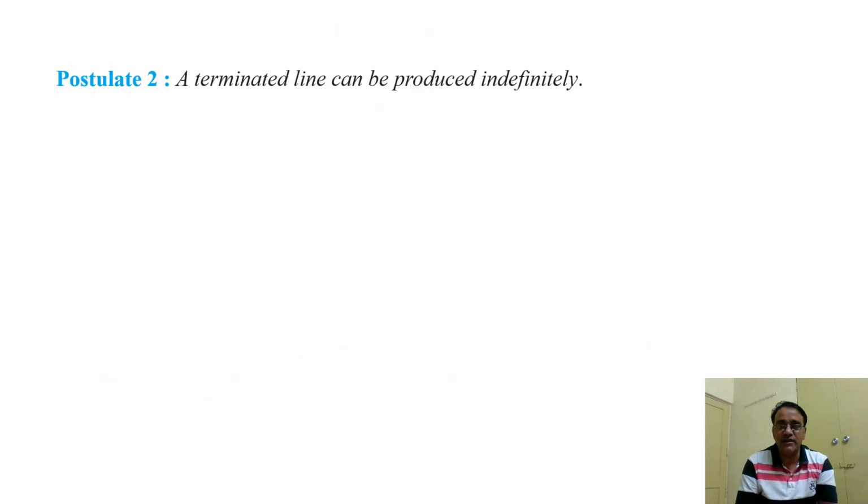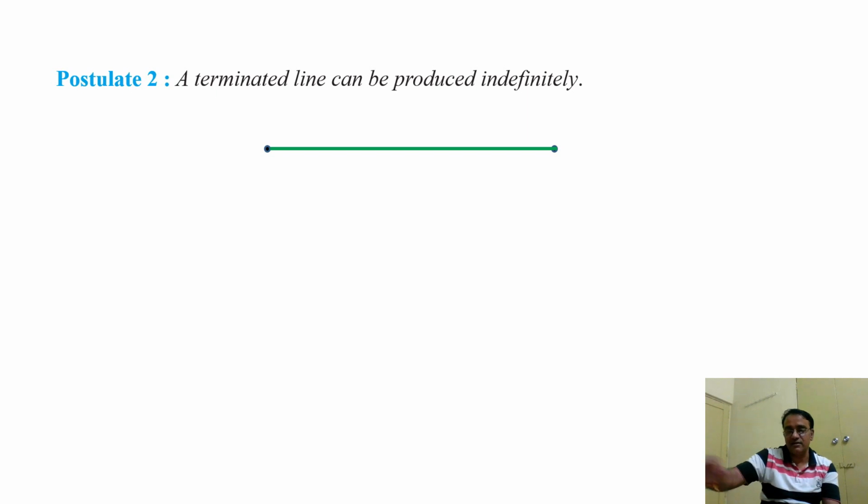Right. Now let us move towards postulate number 2. A terminated line can be produced indefinitely. Suppose this is a terminated line. Terminated line means both are end points. So now we can extend the right side indefinitely, the left side also indefinitely. So these arrow marks indicate that it is produced indefinitely.